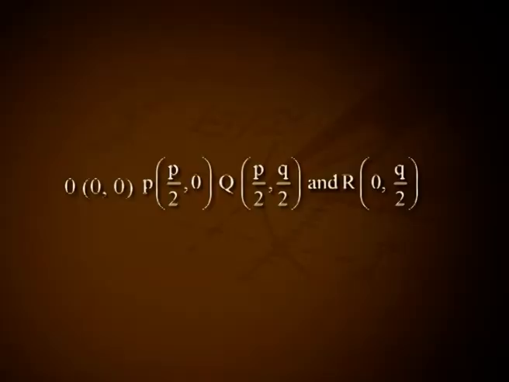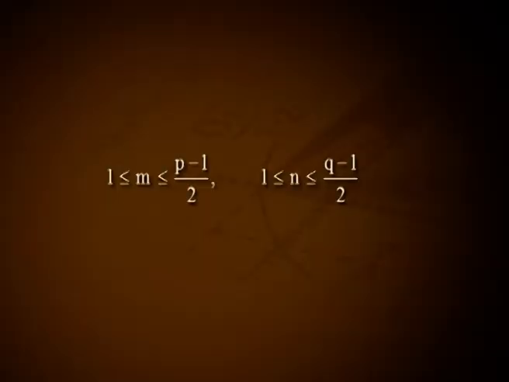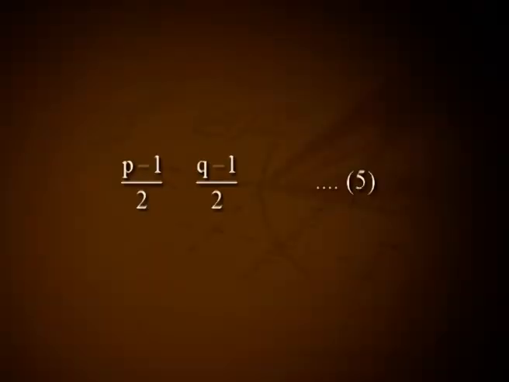See figure 1. Let OPQR denote the rectangle with vertices O(0,0), P(p/2,0), Q(p/2,q/2) and R(0,q/2). A lattice point (m,n) not on the boundary of OPQR satisfies 1 ≤ m ≤ (p−1)/2, 1 ≤ n ≤ (q−1)/2. Thus, the number of such points is (p−1)/2 times (q−1)/2.